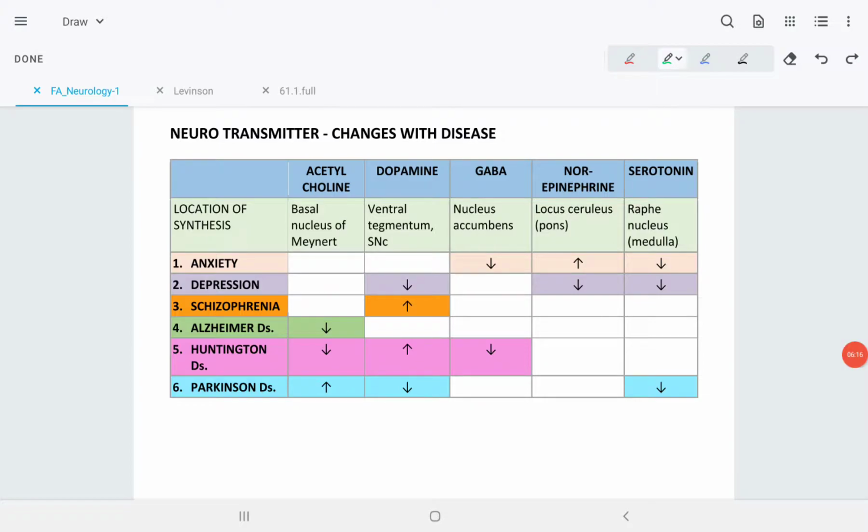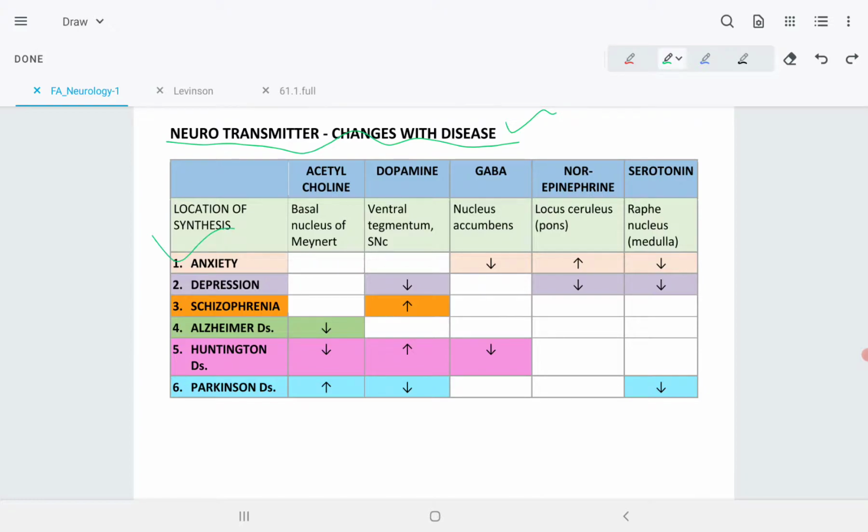Now comes the topic of neurotransmitters and their changes with disease: anxiety, depression, schizophrenia, Alzheimer's disease, Huntington's disease, and Parkinson's disease. Now let us know the disease definitions. What are these diseases? Number one is anxiety.